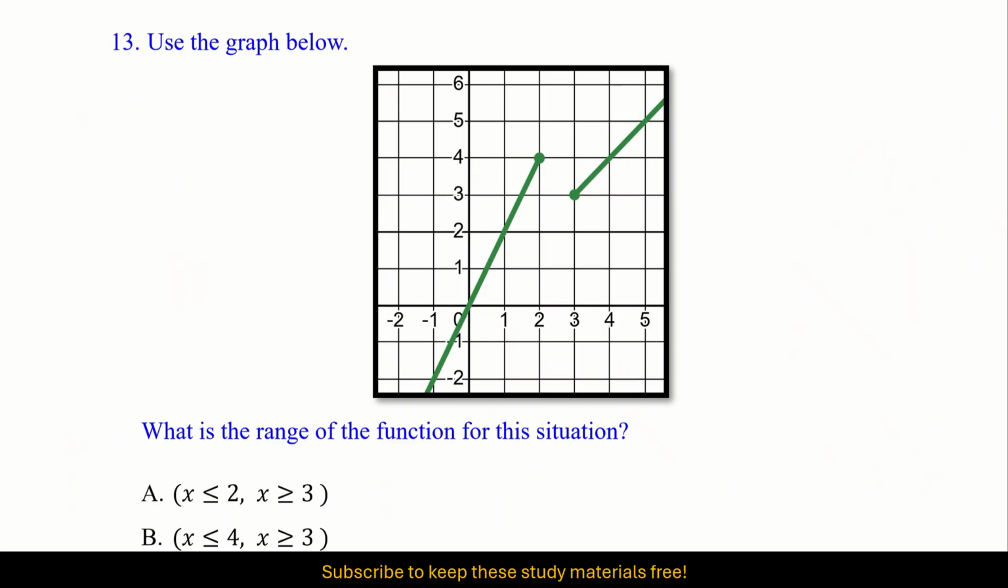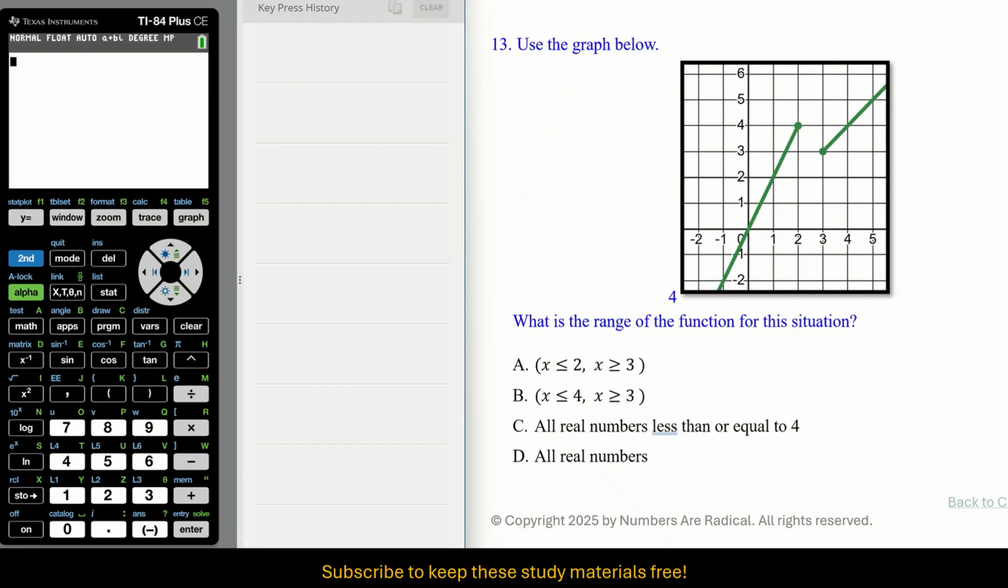Number 13, use the graph below. What is the range of the graph for this situation? Number 13 can be answered rather quickly without a calculator. However, knowing how to plug this into the calculator is a skill that will prove things correct as well as incorrect, meaning the options A, B, C, D.